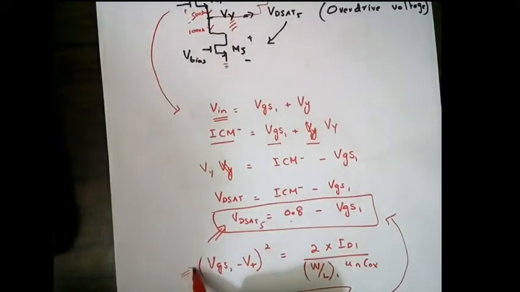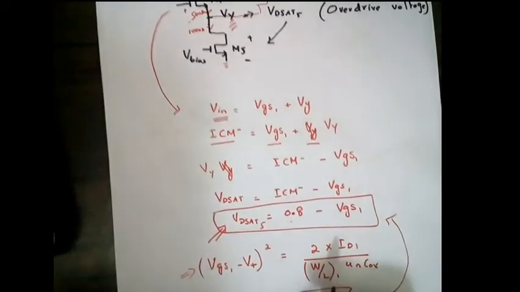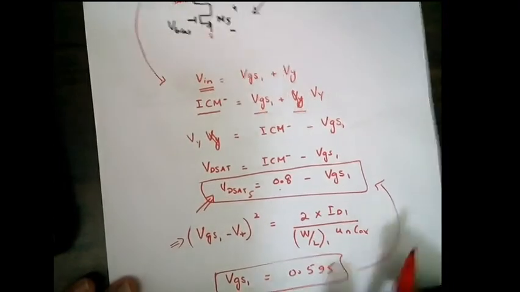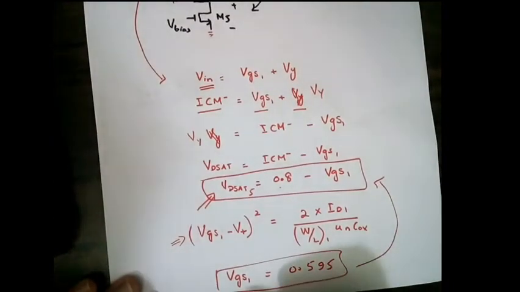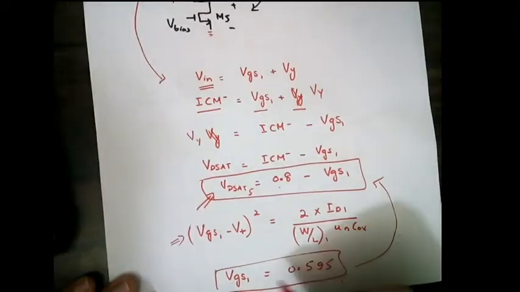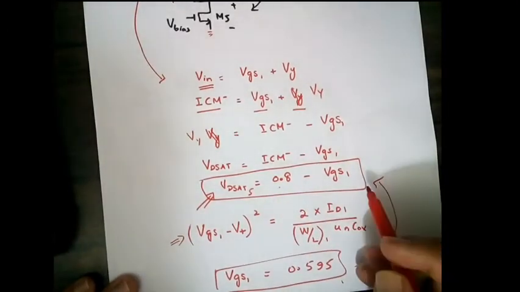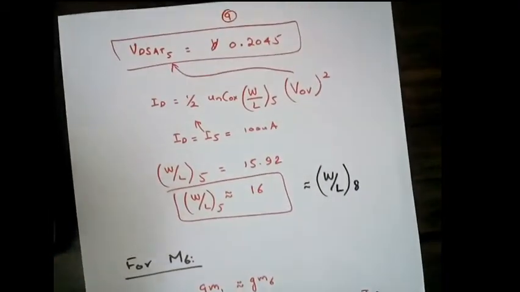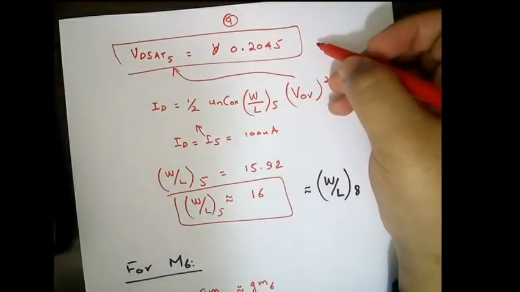So if we just do the math, the VGS minus VT whole square will be equal to 2 times ID, W by L, mu and COX. We know mu and COX. We know ID1, which is 50 microamps. If we plug in the numbers, VGS1 is going to be 0.595. We can plug this 0.595 in the above equation and we can find VD sat 5. So the VD sat 5, if we plug it in the above equation, is going to be 0.2045.